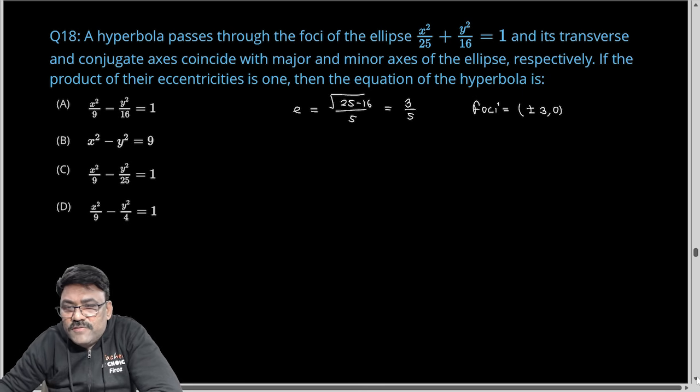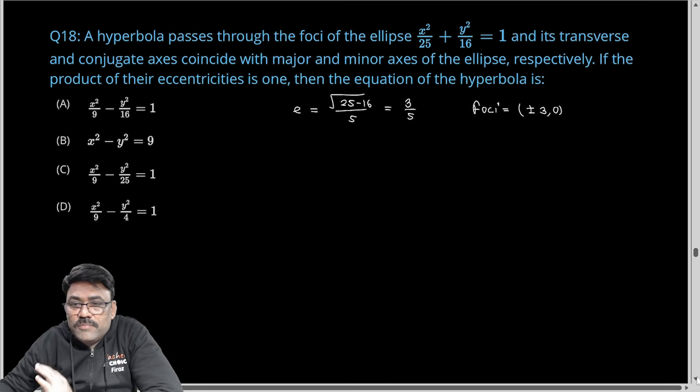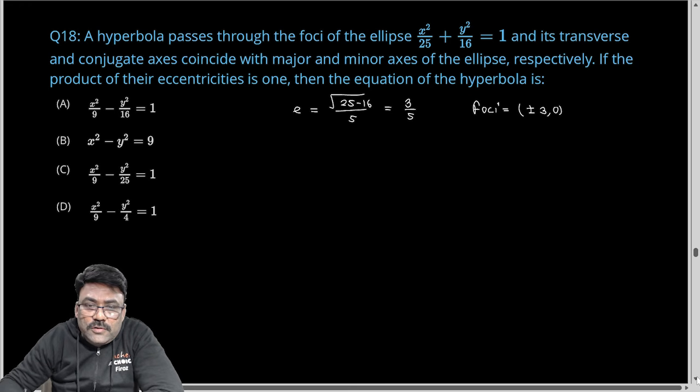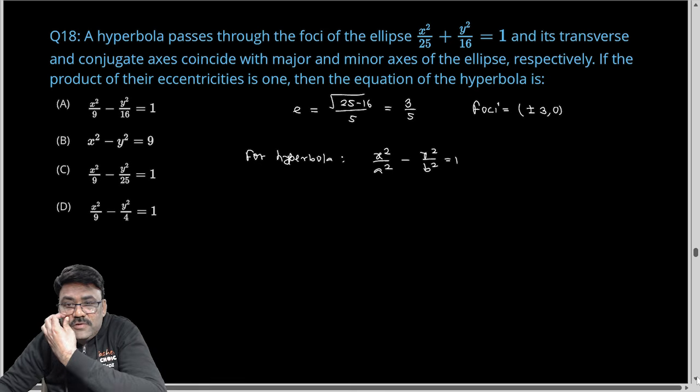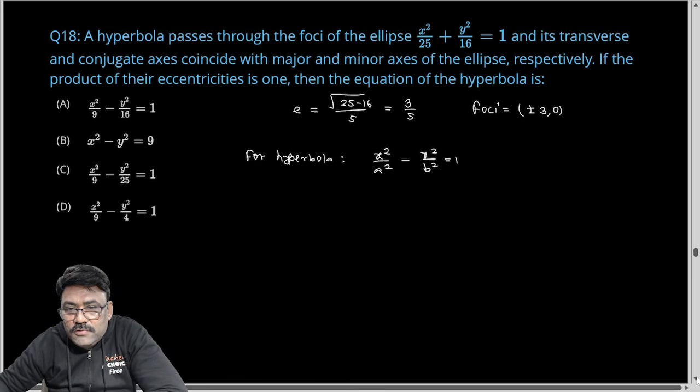And your hyperbola is passing through these 2 points, plus minus 3 comma 0. So obviously vertices of hyperbola are plus minus 3 comma 0. Vertices of hyperbola. So now for hyperbola, let's say hyperbola is x square over a square minus y square over b square is equal to. So since this hyperbola is passing through these 2 points, plus minus 3 comma 0, so a will be 3 only. Obviously vertices of the hyperbola are plus minus 3 comma 0.